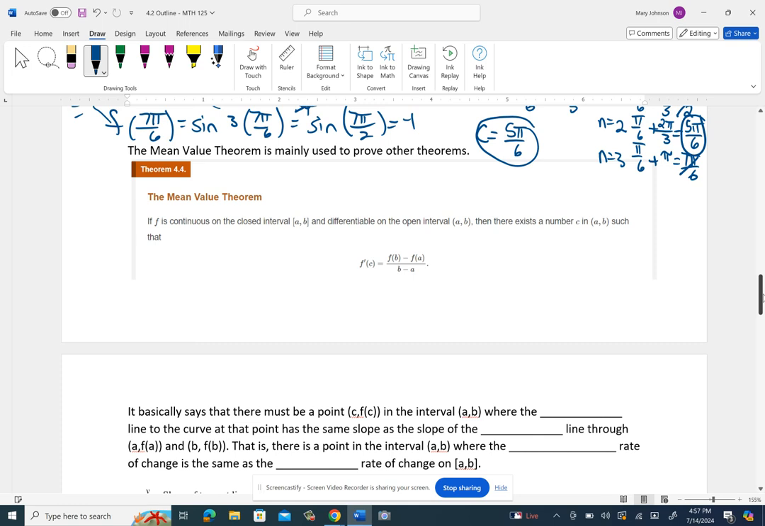So if you have a function that's continuous on some closed interval, differentiable on the open interval, then there's going to be some value, some number c within the interval where here we have the derivative of the function, okay, which is the instantaneous rate of change equals the slope of the line passing through the endpoints. That's this, and that's the average rate of change of the function from A to B.